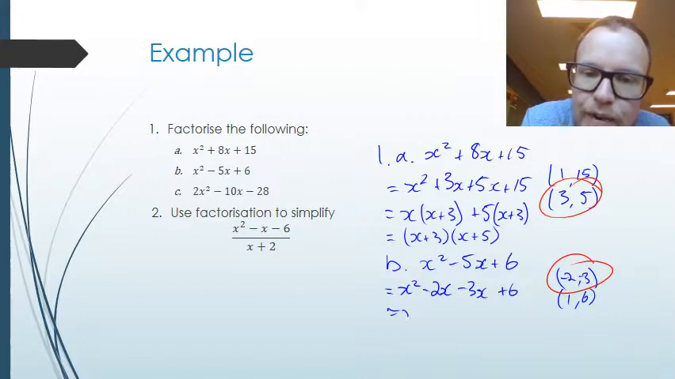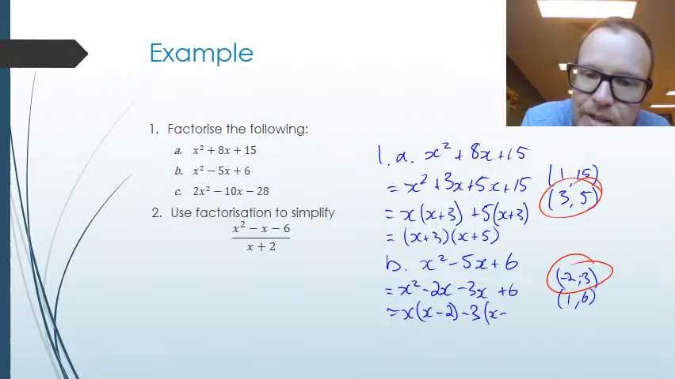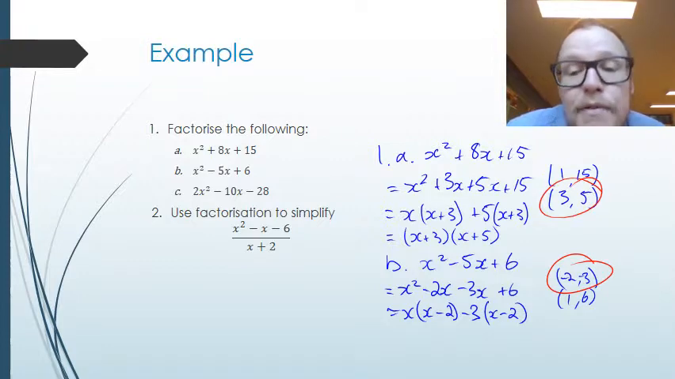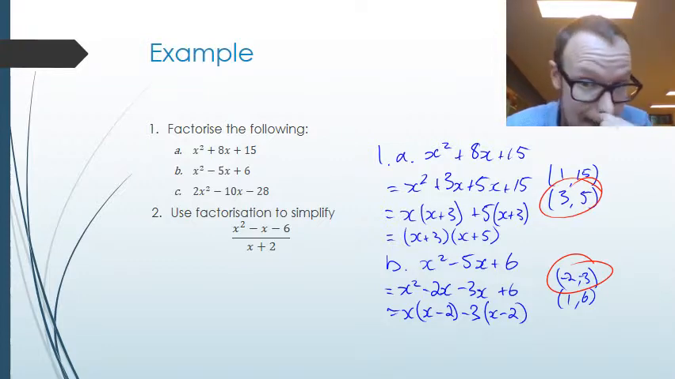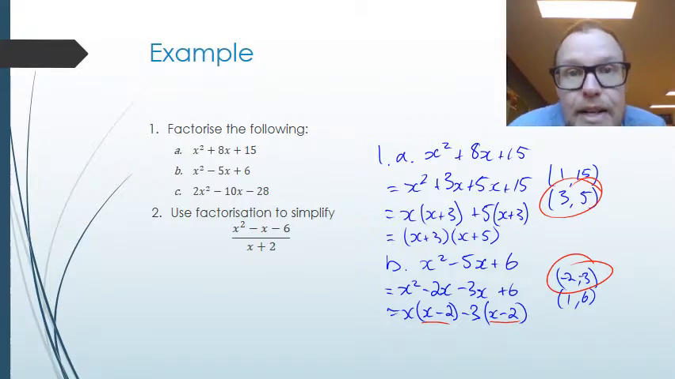For the first two terms, x is a common factor, left with x minus 2. For the second two, I've got minus 3 being the common factor, to be left with x minus 2. Now you notice I didn't take positive 3 as the common factor. The reason for that is because I need to be left with x minus 2 here and x minus 2. I need that second factor to be the same.